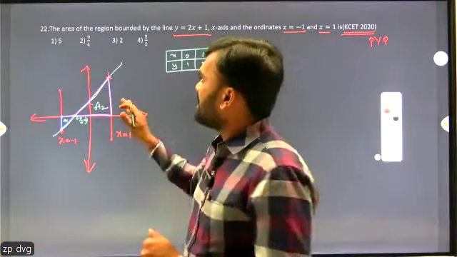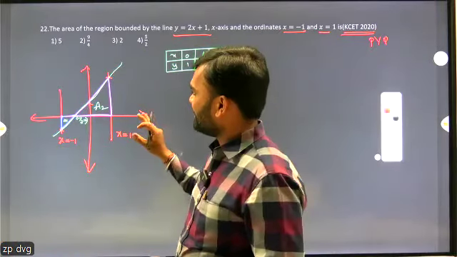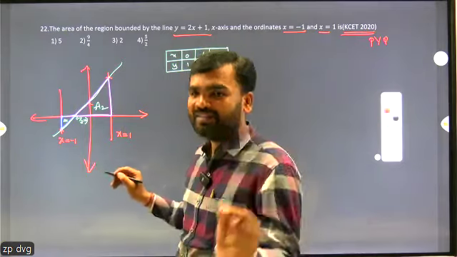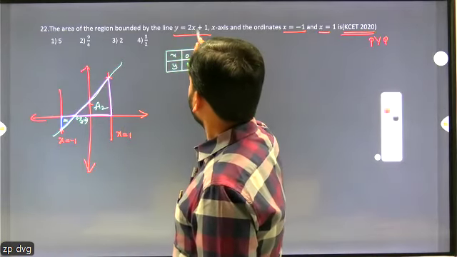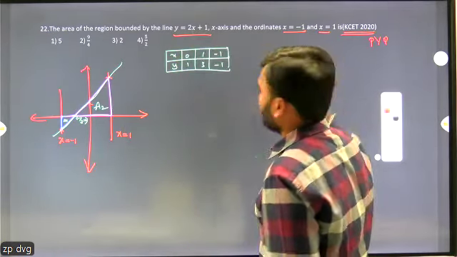Here, first time I'm using this one, that's why it will take more time. See, very easy only. y is equal to 2x plus 1, x is equal to minus 1 and x is equal to 1.